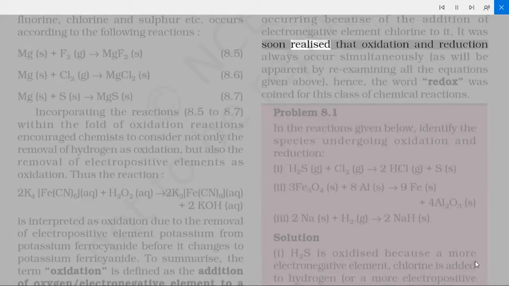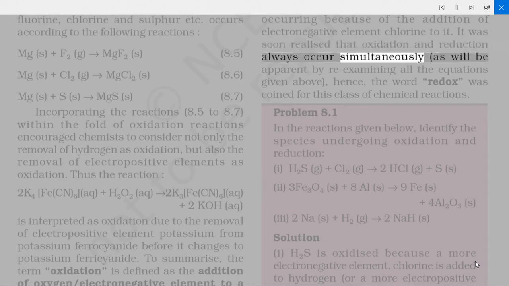It was soon realized that oxidation and reduction always occur simultaneously, as will be apparent by re-examining all the equations given above. Hence, the word redox was coined for this class of chemical reactions.